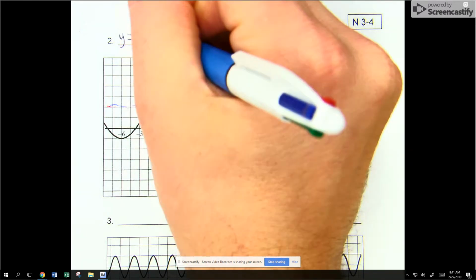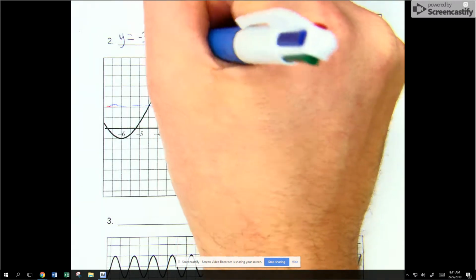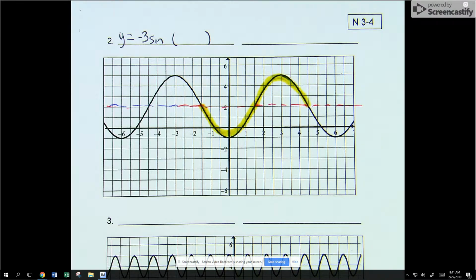I have a sine. Is it moved up or down at all? It's moved up by 2.